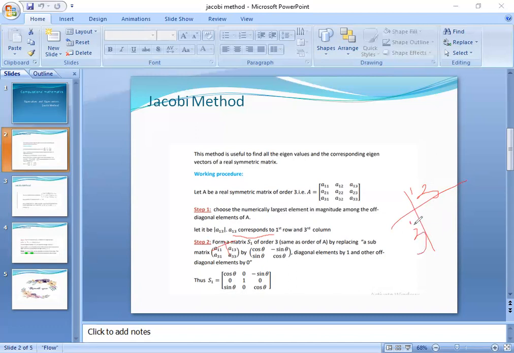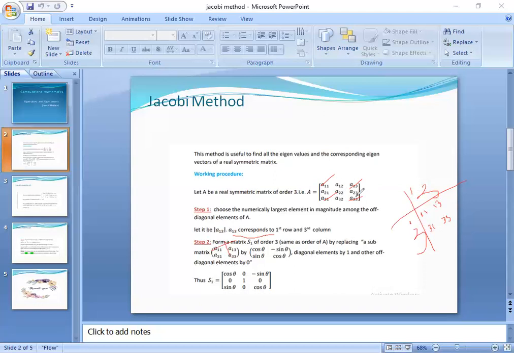Now we can see that 1, 1 corresponds to the A11 element, and then 1, 3 corresponds to the A13 element, and then 3, 1 corresponds to the A31 element, and then 3, 3 corresponds to the A33 element. So we have taken only those 4 elements: A11, A13, A31, A33. These are to be replaced by cos theta, minus sin theta, sin theta, cos theta.